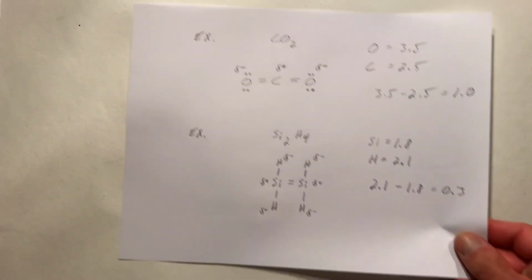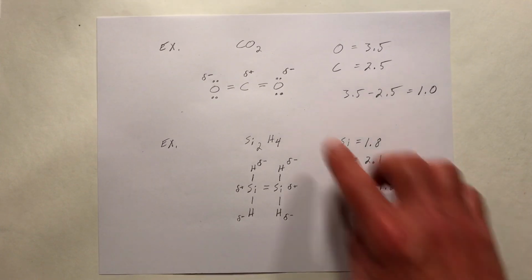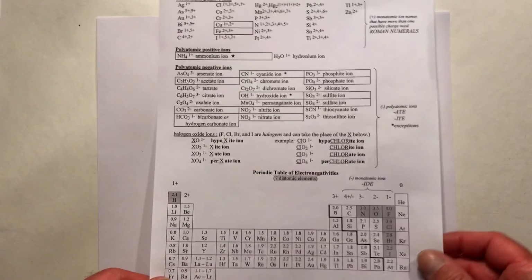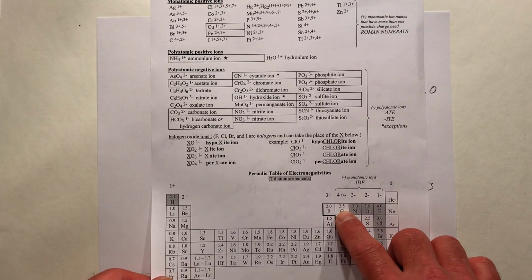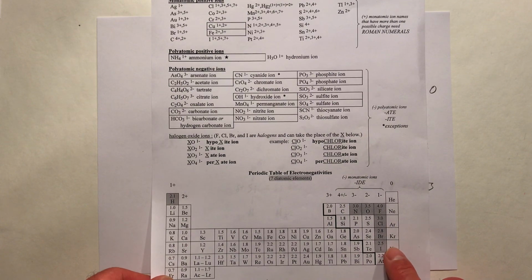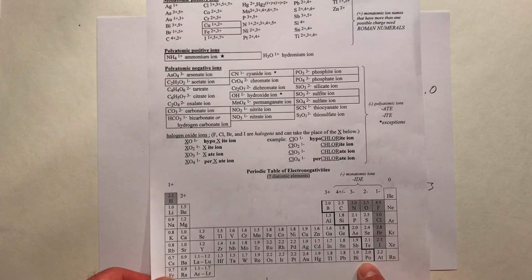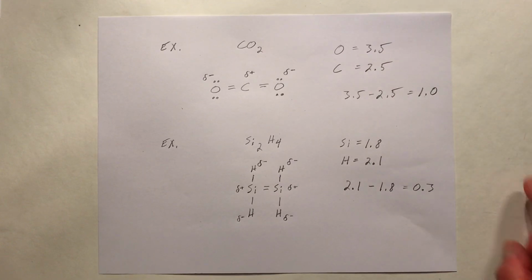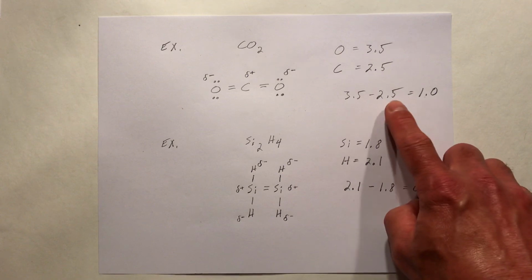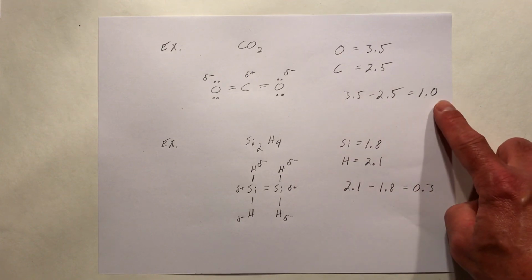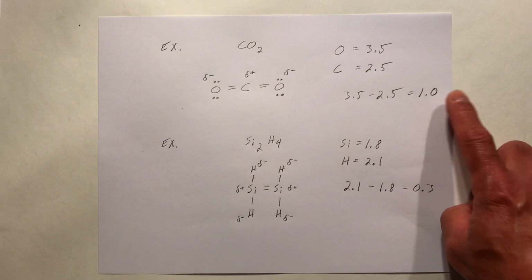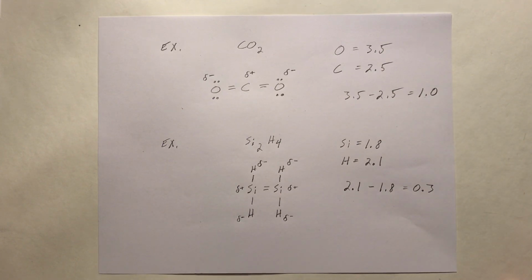A couple more examples. Here we have CO2, carbon dioxide. You might be familiar with that. Carbon has an electronegativity of 2.5. Oxygen has an electronegativity of 3.5. So let's write those down. We always subtract the big electronegativity minus the small electronegativity, and when we do that, we get a difference of 1.0. Now remember that an electronegativity difference that's bigger than 0 and less than 1.67 indicates polar covalent bonding.